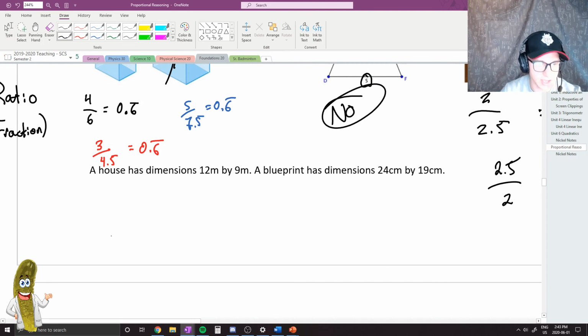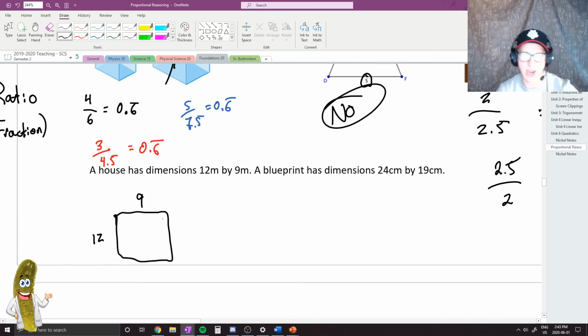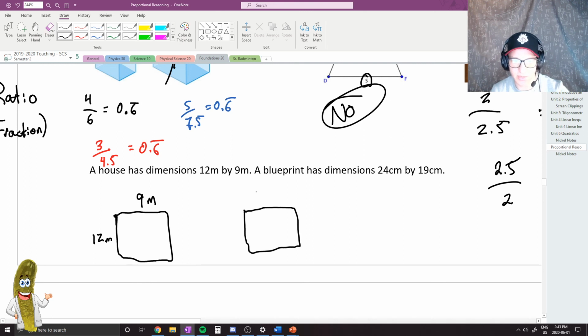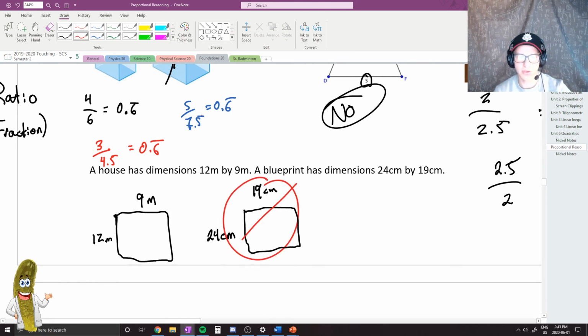So we have a house that has dimensions of 12 by 9. So we're going to assume that this is a two-dimensional house with dimensions of 12 by 9. And then the blueprint here has dimensions of 24 centimeters by 19 centimeters. I know many of you would see this and say, that's no good. We need something with the identical units. We need something with meters.